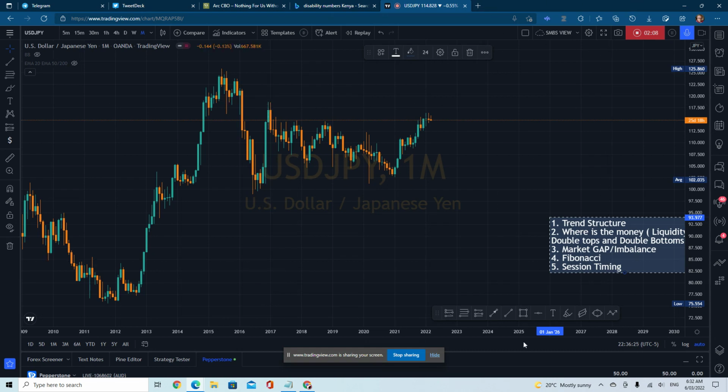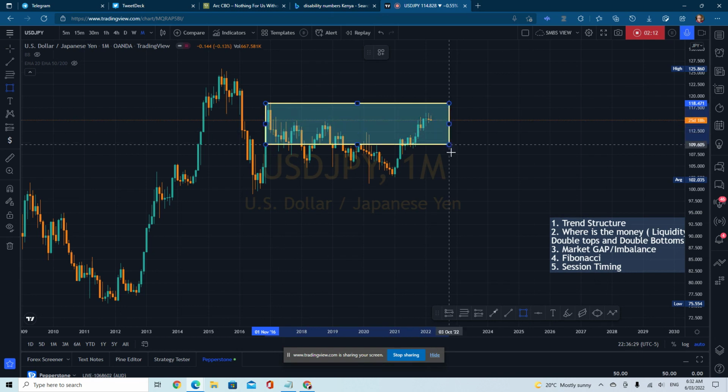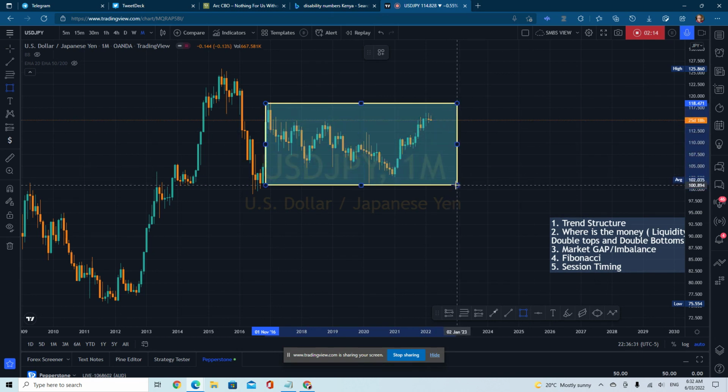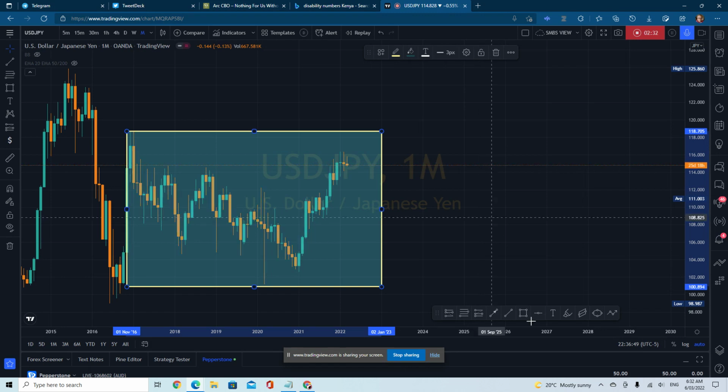By ranging, I mean its price oscillates from a specific point to another point. So price has been moving from here up to here and goes back. If your price is ranging, it basically means that you can get into a sell or a buy, even on a higher time frame.